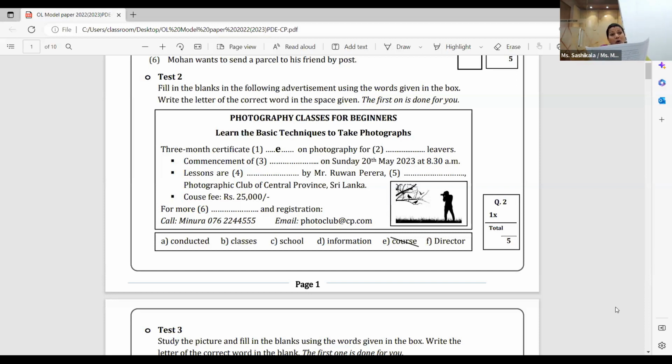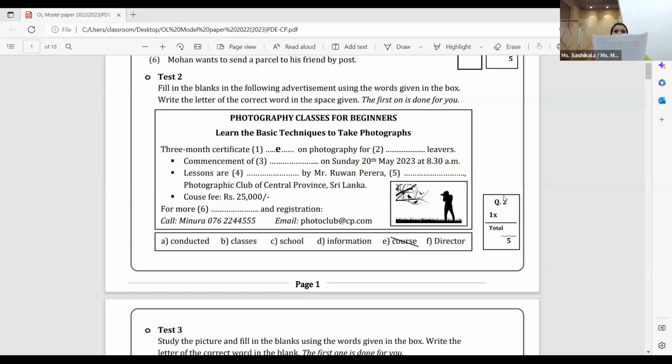Course fees. For more, when you want to find more things about them, or when you want to get more facts about them, you say for more information. D. Okay, information. And registration, call Menuri. Shall we read the answers? First one E, second one C, number 3 B, number 4 A, number 5 F, number 6 D.